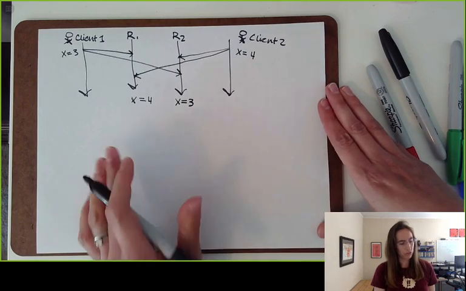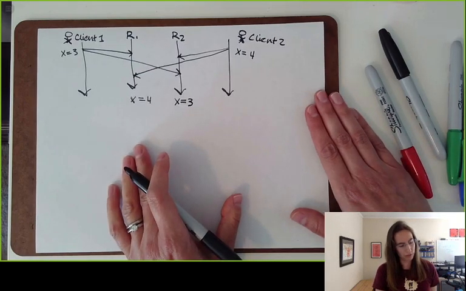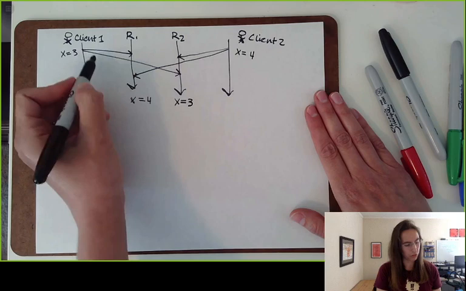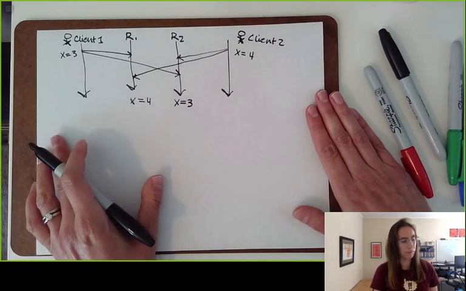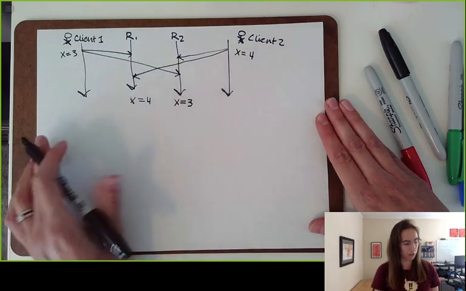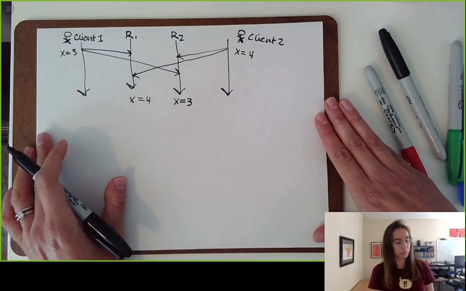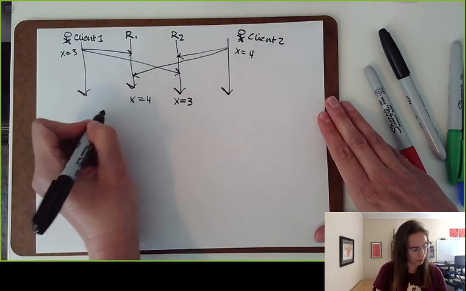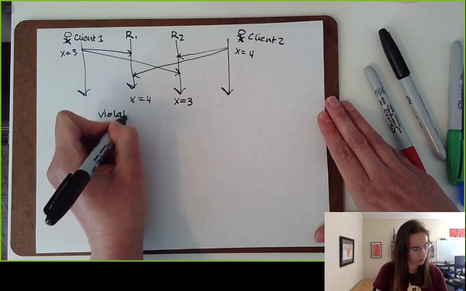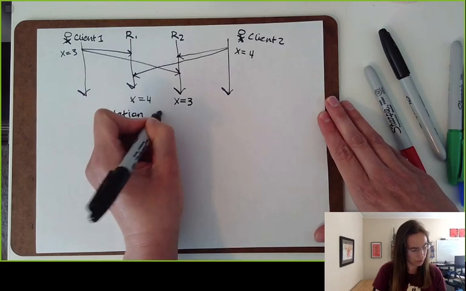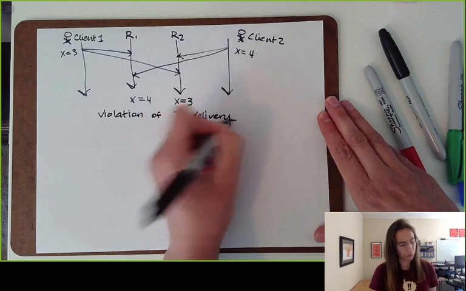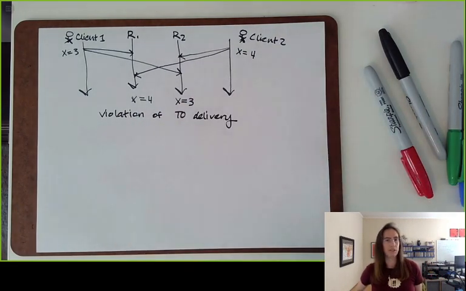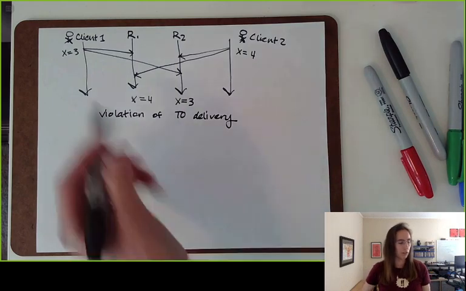The violation of totally ordered delivery is the way in which these messages are being exchanged. It's not specific to the key value store example, but that's the example I like to use to make this a little bit more real. So this is a violation of totally ordered delivery. We didn't talk yet about how to fix this other than just don't do this, right?